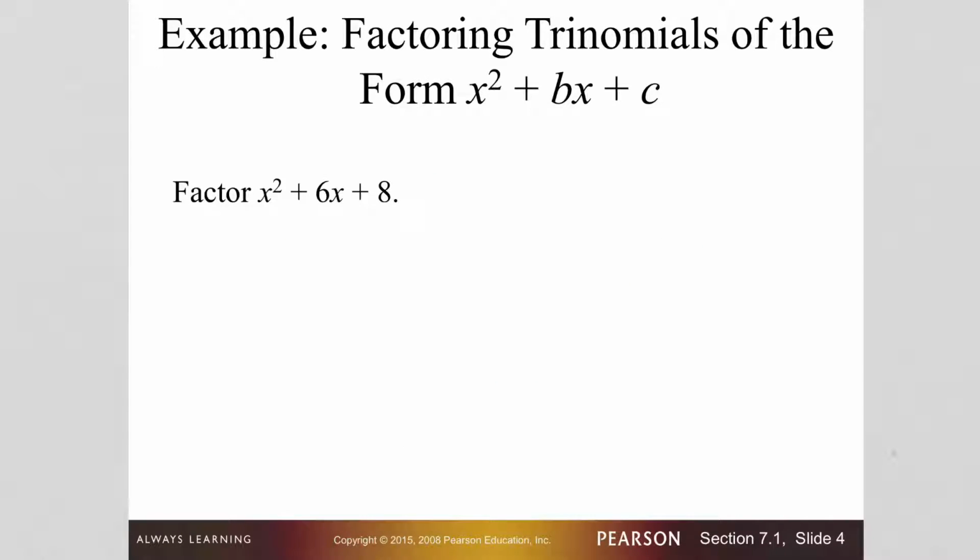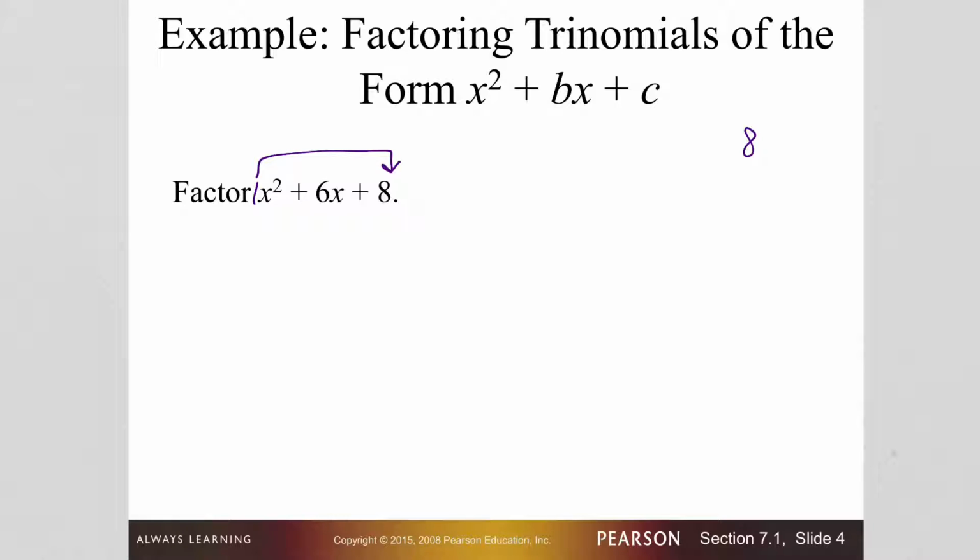Alright, so let's take a look at this problem. The question is, I want to factor x squared plus 6x plus 8. Now, I'm going to show you something that it really won't make a whole lot of difference today, but tomorrow, or in the next video, it'll make a huge difference. What you want to do is take this leading coefficient. What is the leading coefficient? Well, in this case, the leading coefficient is 1, and you multiply it times your constant term, and you write it down off to the side.